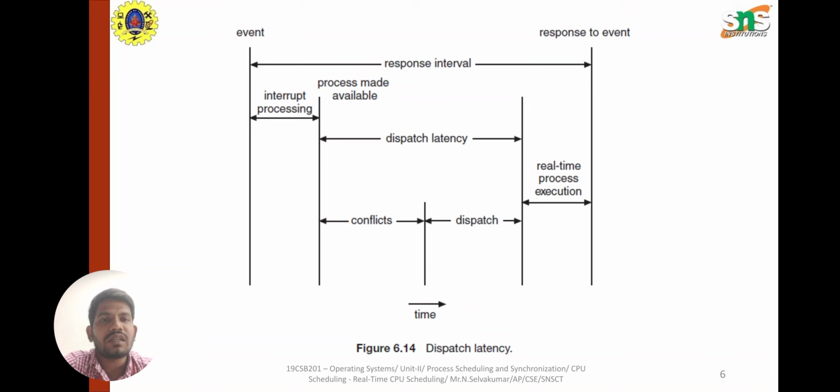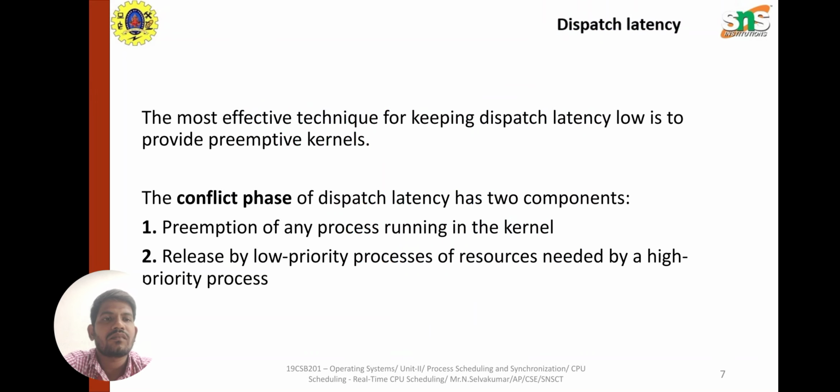And we have dispatch latency, showing the event, the dispatch latency, the real-time process execution, the response interval, the process made available, and interrupt processing. The most effective technique for keeping dispatch latency low is to provide preemptive kernels. The conflict phase of dispatch latency has two components: preemption of any process running in the kernel, and release by low-priority processes of resources needed by high-priority processes.